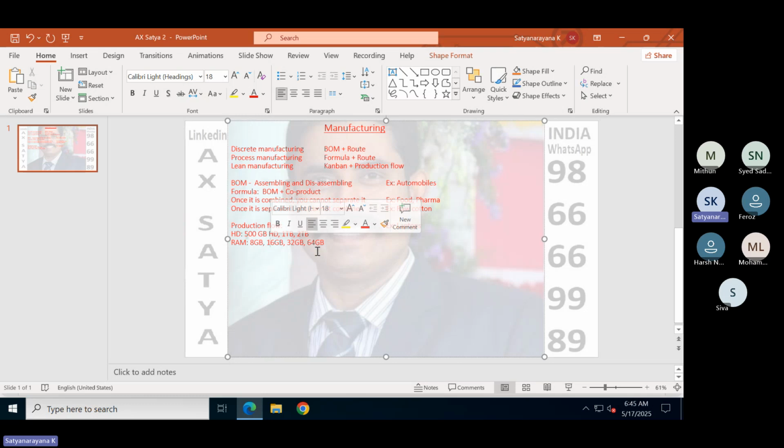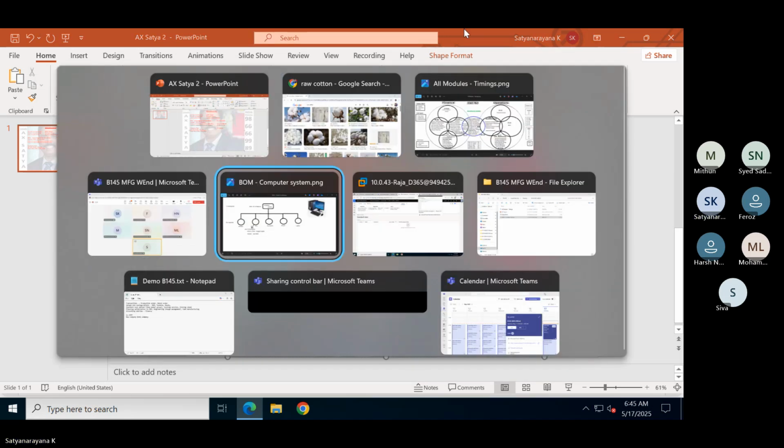Just plug in pin. Okay, this is lean manufacturing production flow. For that, we need to create Kanban and we need to do production flow. Using this process, we can execute. So lean manufacturing is simply what items you need to combine. Let me show you that one in the system.